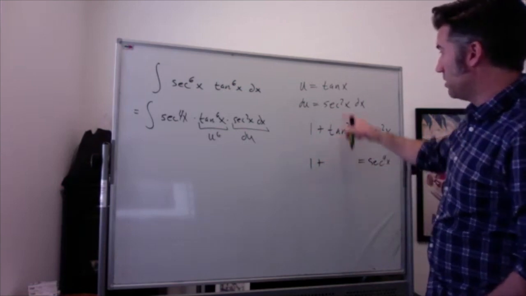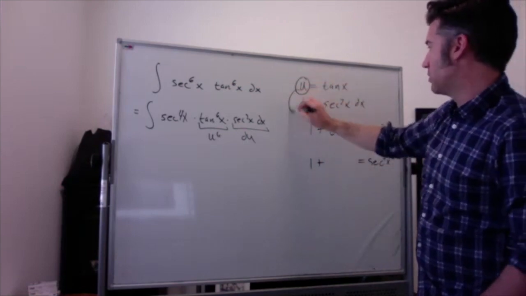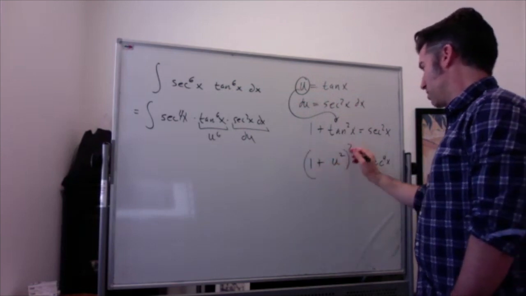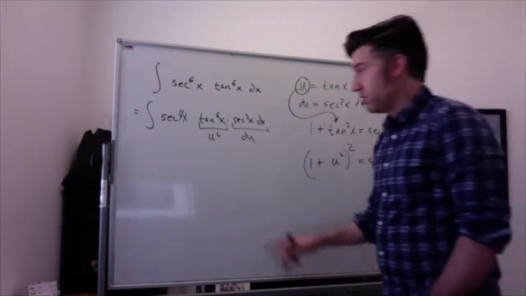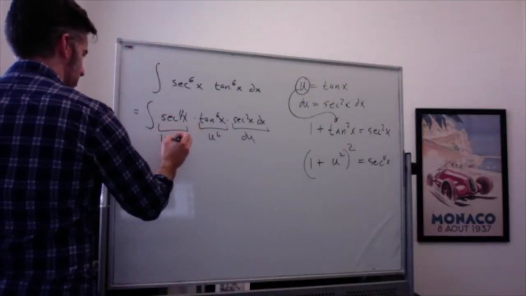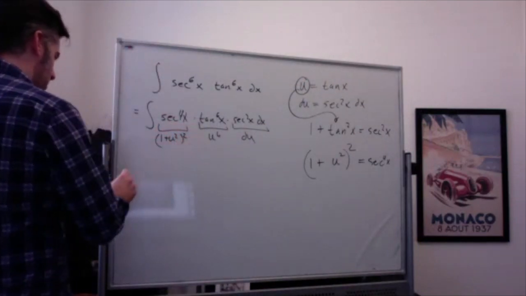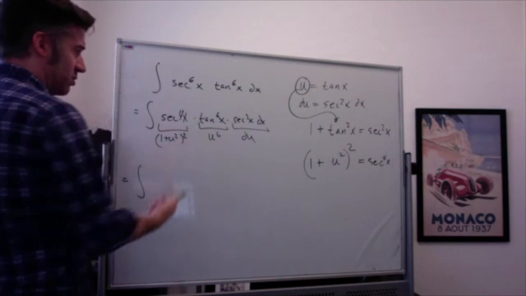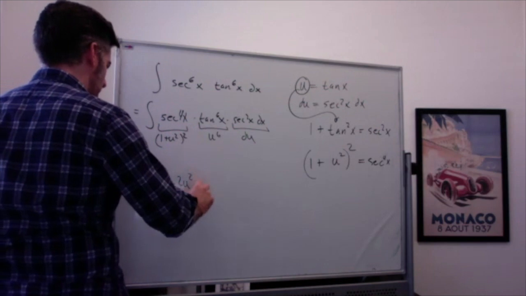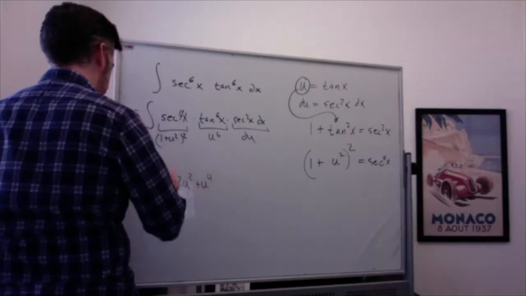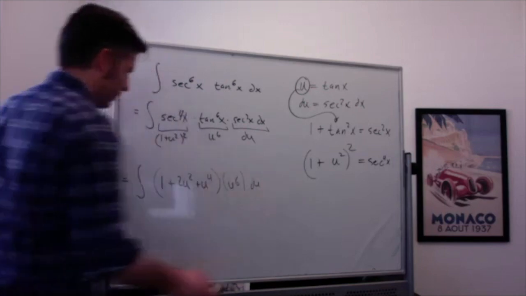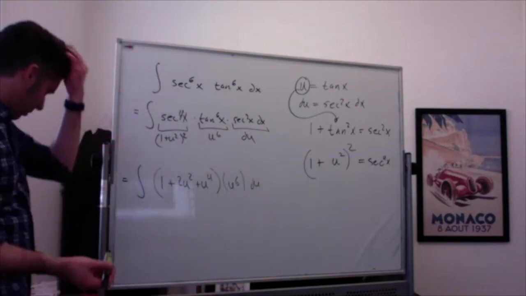Now tangent is equal to u, so this is really 1 plus u squared squared. So when we write this out, we're going to be integrating 1 plus u squared, which I'm going to multiply out. It's going to be 1 plus 2u squared plus u to the 4th times u to the 6th du. We have to multiply it out before we can integrate it.